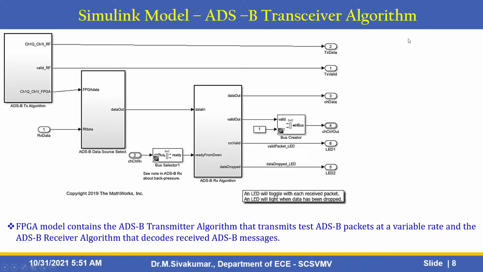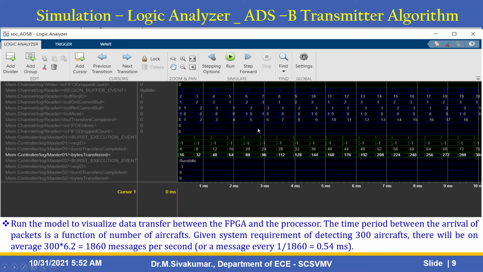Here these are the ADSB transceiver algorithms. It has both transmitter and receiver algorithms. The FPGA model contains the ADSB transmitter algorithm that transmits test ADSB packets at a variable rate, and the ADSB receiver algorithm that records the received ADSB messages.